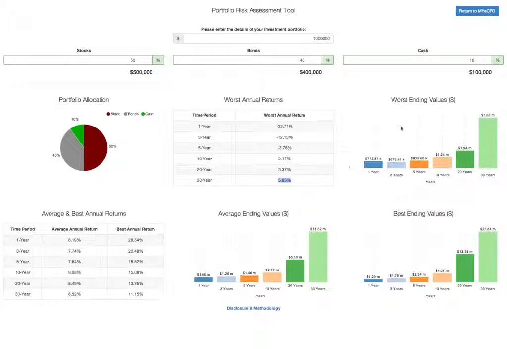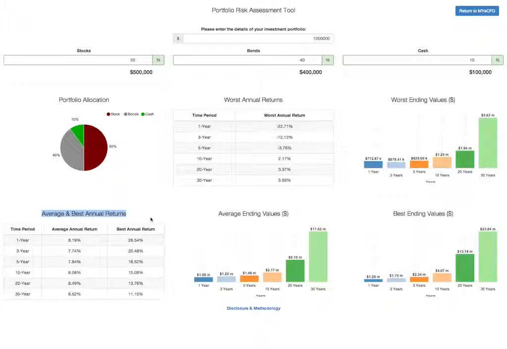Another way to think about it is, what would have been the worst ending value of your initial $1 million investment? You can see in a 1 year period you would have ended up with $773,000. But if you were able to hold on 30 years, again not taking into account taxes and fees, you could have ended up with about $5.6 million. So name of the game, wait as long as possible, and you should be fine, based on historical data. No one knows what's going to happen in the future, but that's based on historical information.